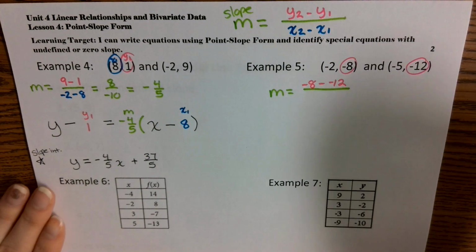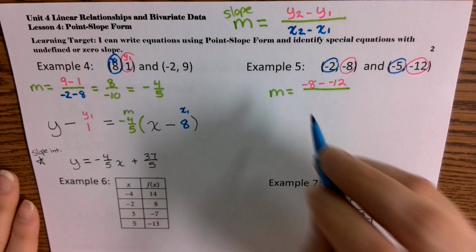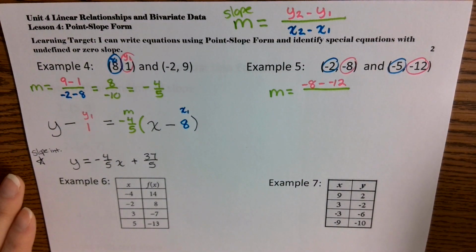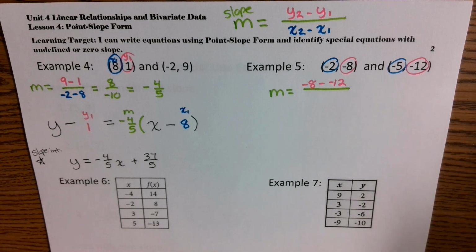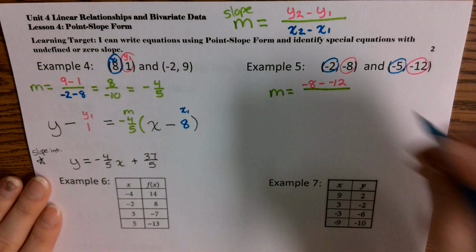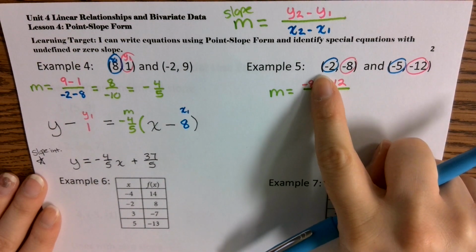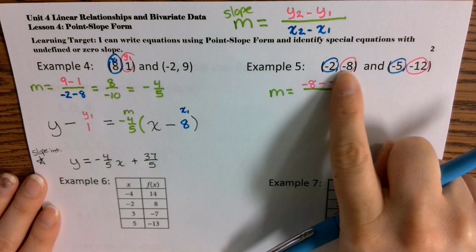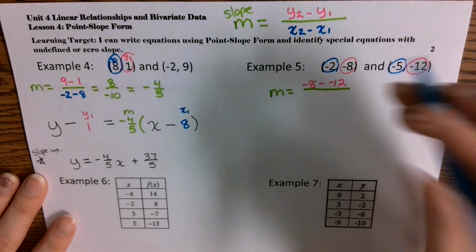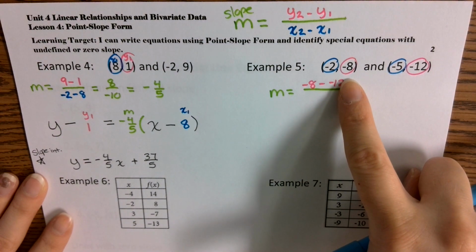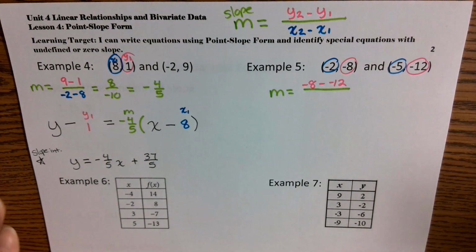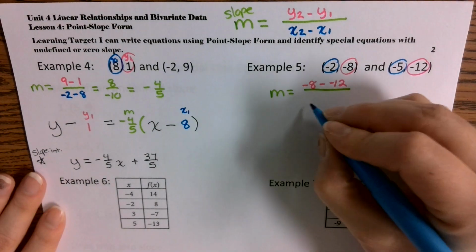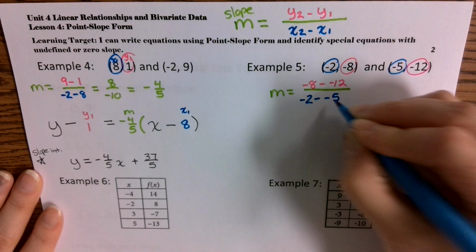Okay? My x values are negative 2 and negative 5. What order do I have to write my subtraction for the x values? Based off of how I wrote my y subtraction, what order do I have to write the x's subtraction? Negative 2 minus negative 5. Good. Because I wrote negative 8 first, I have to write the negative 2 first. Those points correspond. They are the same point. They have to be the one that I wrote first. Now, if I did negative 12 minus negative 8, then I would do negative 5 minus negative 2. The order that you write your x is determined based off of the order that you wrote your y. So we're going to do negative 2 minus negative 5.